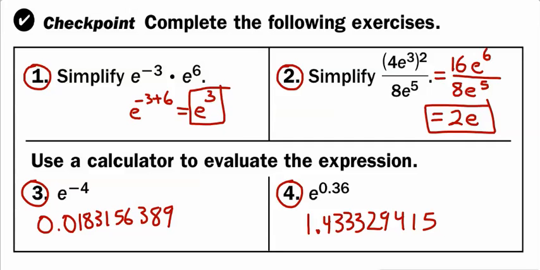So that's all for that first checkpoint. Pretty fast. The first 2 use those exponent rules. It's a good reminder of that. The last 2, I don't know. Just calculator busy work, I suppose.